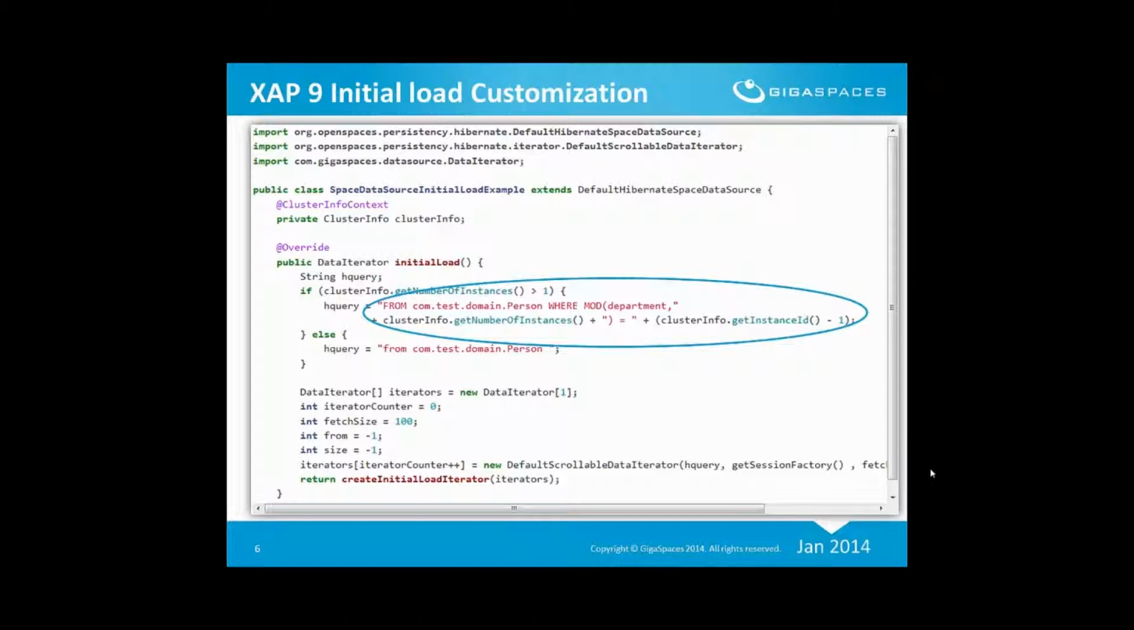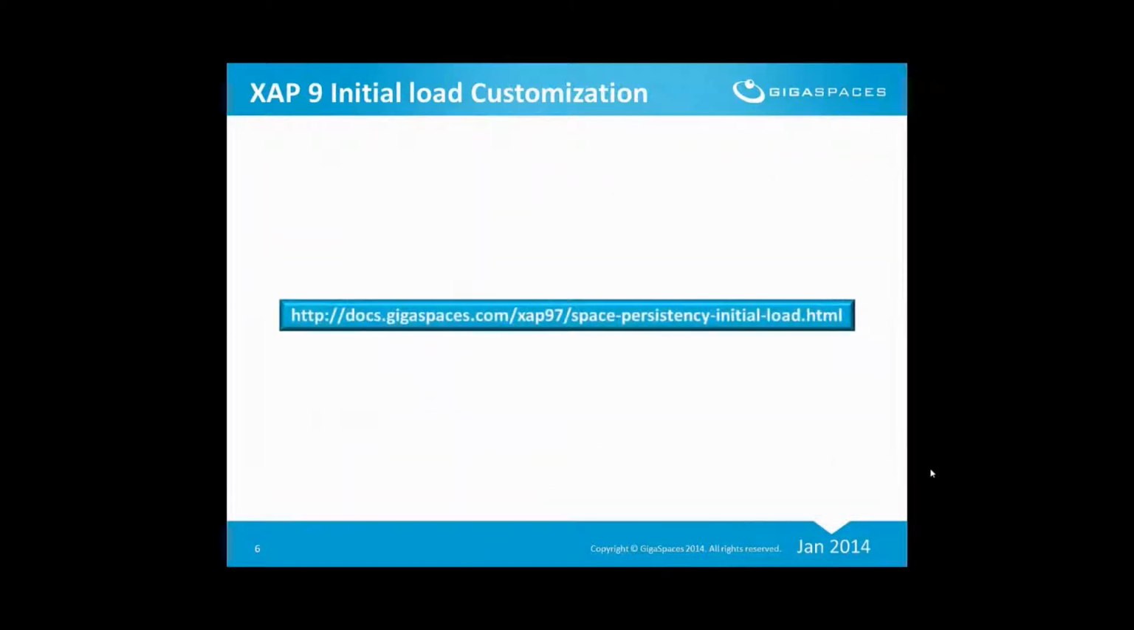In this example, the cluster info object is injected by Spring, and the overriding code inserts a comparison into the query that ensures only instances that belong to the current partition will be loaded. The process and customization are detailed in the documentation on Gigaspace's website.